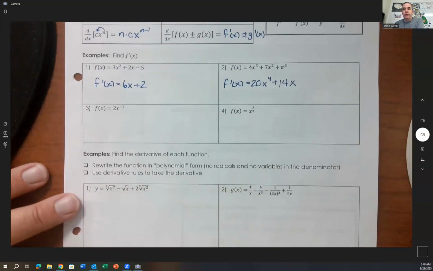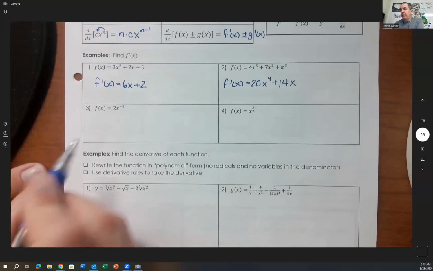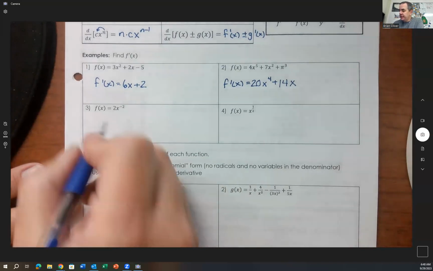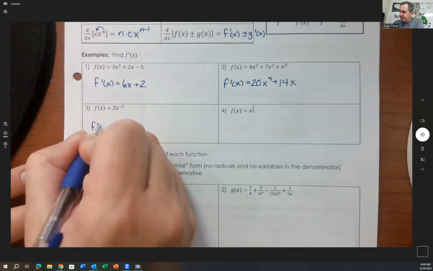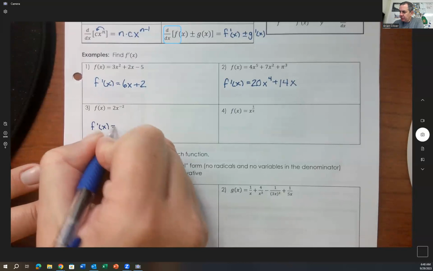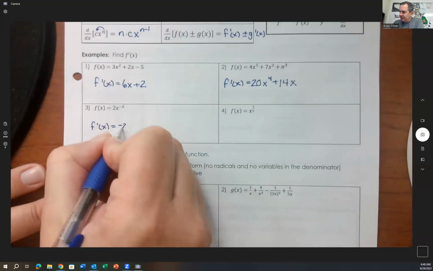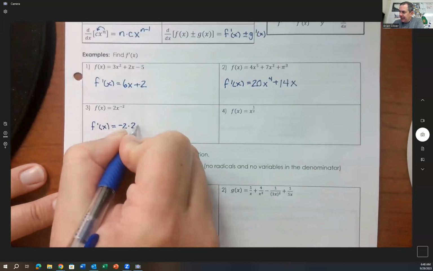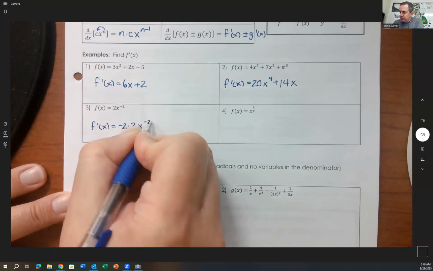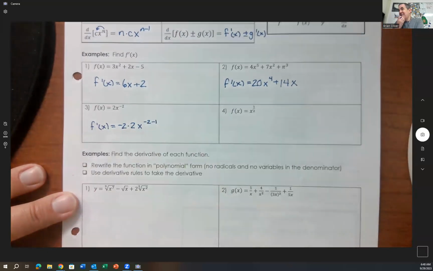I want to show you that it holds for negatives as well. The only thing you've got to be careful of when you do the -1 on this is that when I go to take this derivative, I'm going to be more explicit on this one. It's that lead term, -2 times 2x to the -2 minus 1. That's what it actually is.